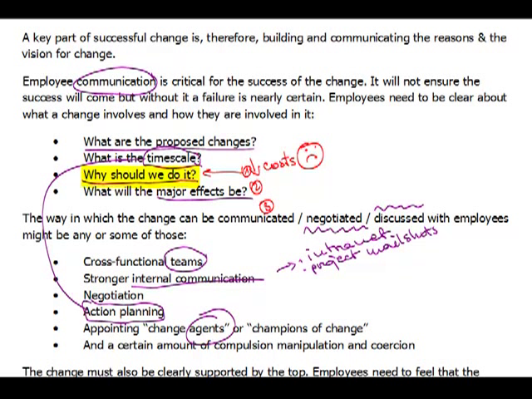And obviously sometimes you have to manipulate people. You have to give them something when you take something away from them. Maybe fulfill their dreams. I always wanted to have that office or desk next to the window. And you will say, well, as part of our restructuring, actually, you're going to get that desk near the window. So some manipulation could be involved as well.